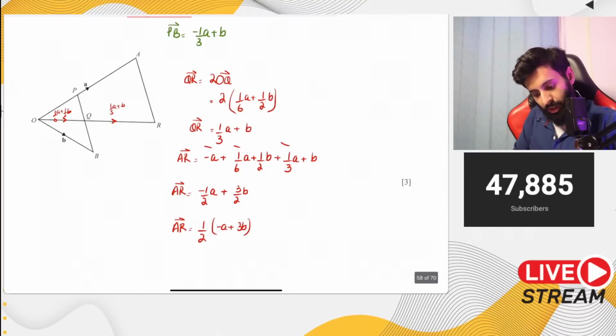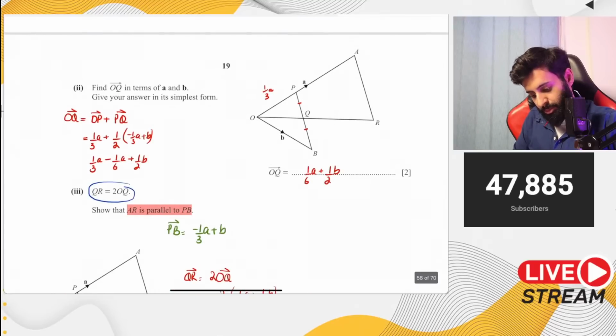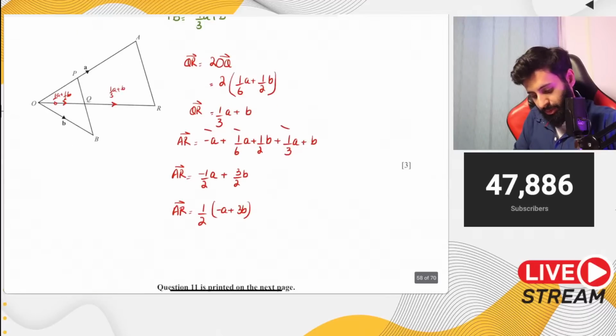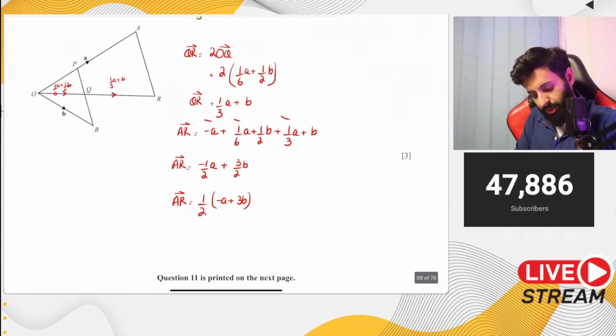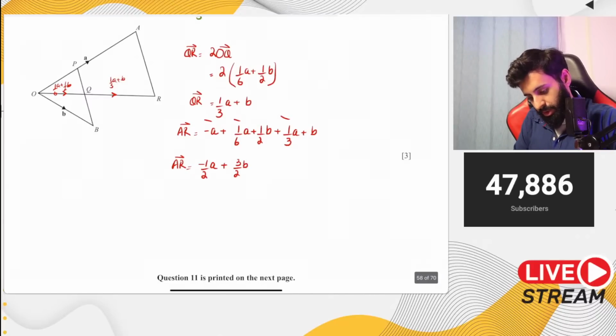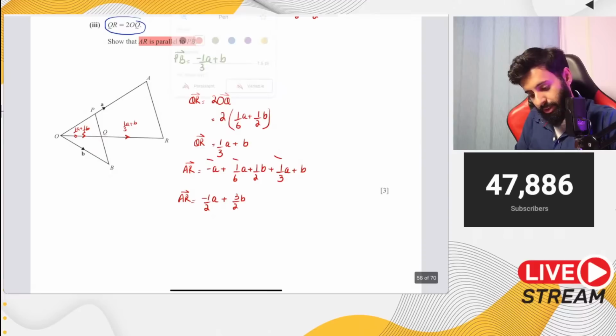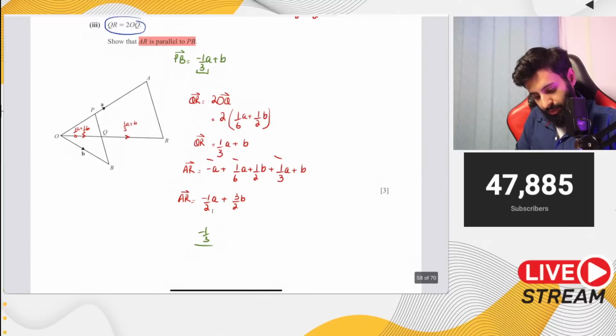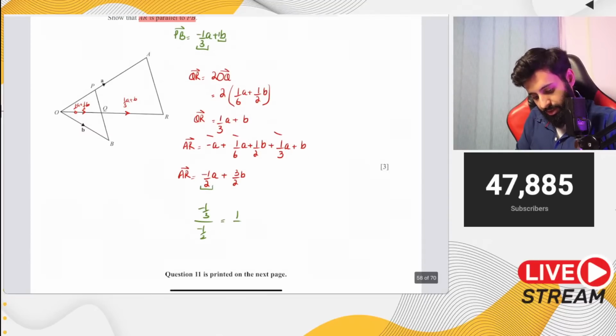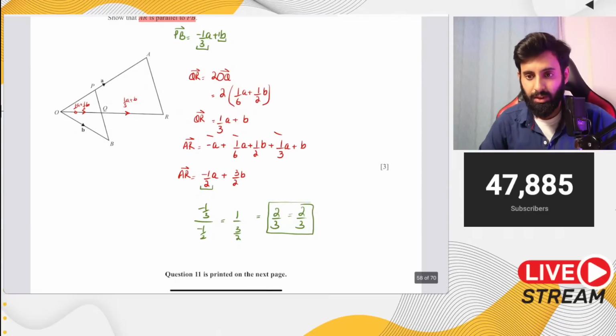Minus A plus 3B. Now we had to show that AR is parallel to PB. Or in fact, even if we don't take the common factor, it doesn't matter. Here is PB. Now we'll compare the coefficients. What's the coefficient of A from PB? It's minus 1/3. What's the coefficient of A from AR? It's minus 1/2. What's the coefficient of B from PB? It's 1. What's the coefficient of B from AR? It's 3/2. Now minus 1/3 divided by minus 1/2 is 2/3, and 1 divided by 3/2 is also equal to 2/3. And there you go. That is your answer.